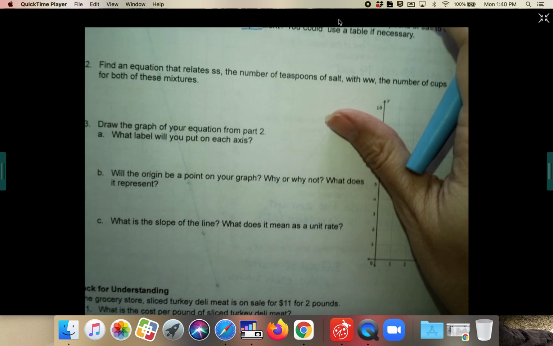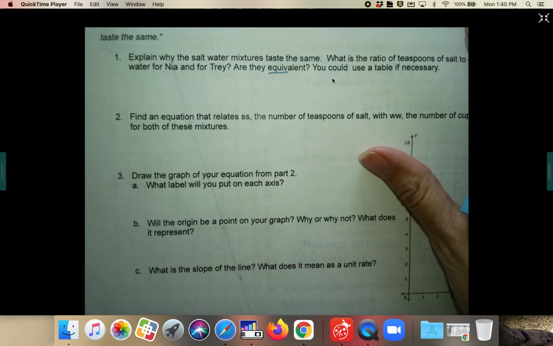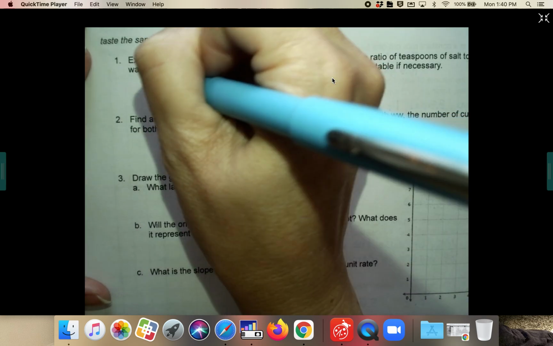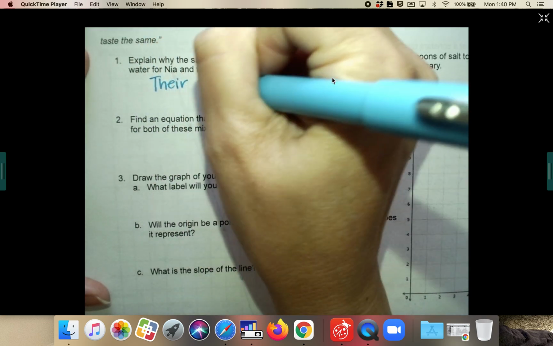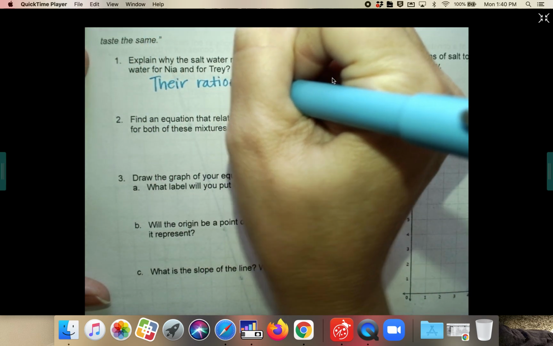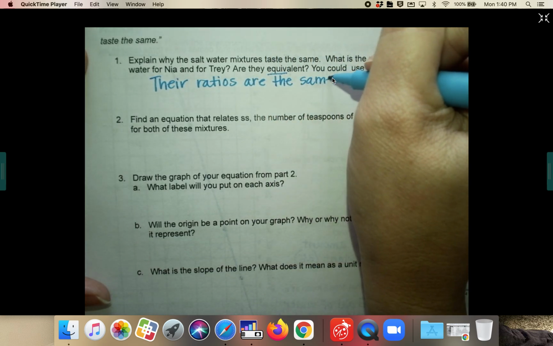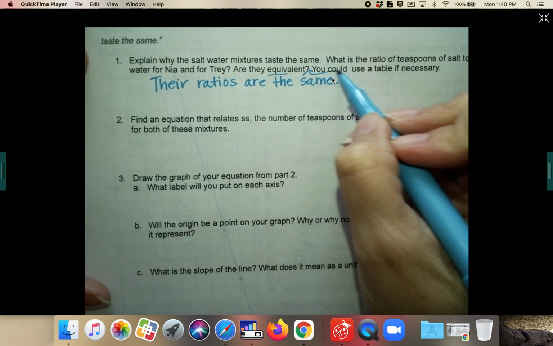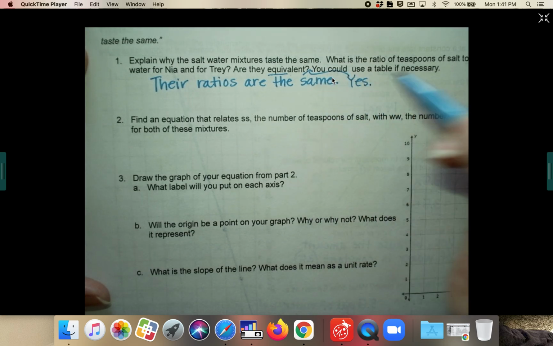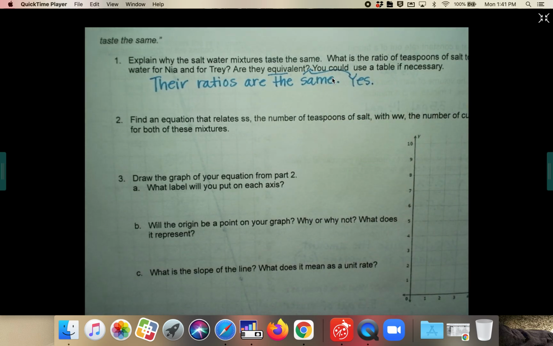So when you look at the back and it says explain why they taste the same, it's because their ratios are the same. So this, are they equivalent, is yes. We just proved it on the other side.